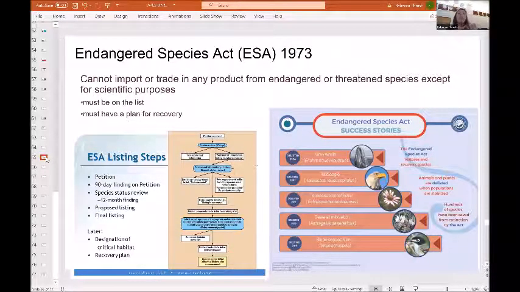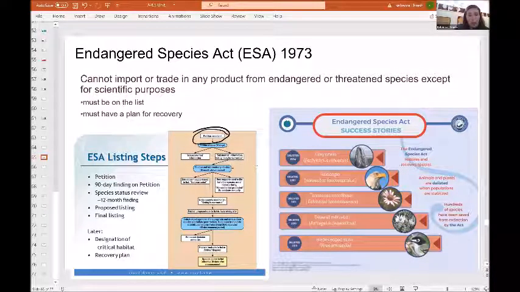So just like with the Clean Air Act, Clean Water Act, and Montreal Protocol, you have to know that the Endangered Species Act is the same. You cannot import or trade any product from an endangered or threatened species except for scientific purposes. To be listed on the Endangered Species Act, there has to be a decision-making process, so it's really kind of complicated to get on this list. There's got to be a petition, it's scientifically reviewed, and it takes about a year to get them on. Sometimes they're not even gotten on the list.